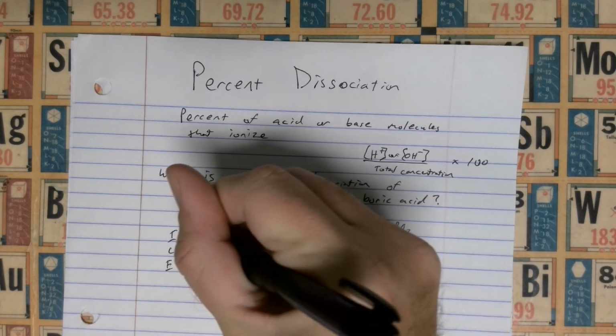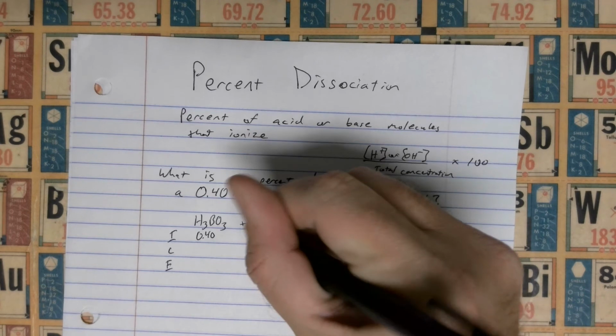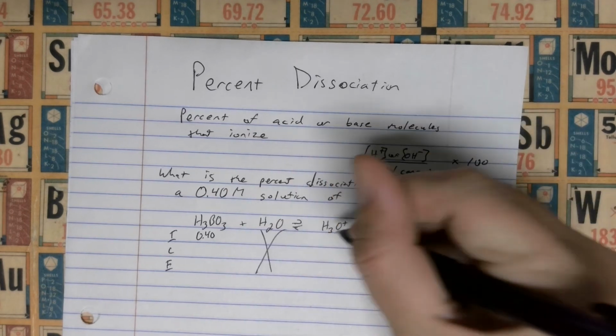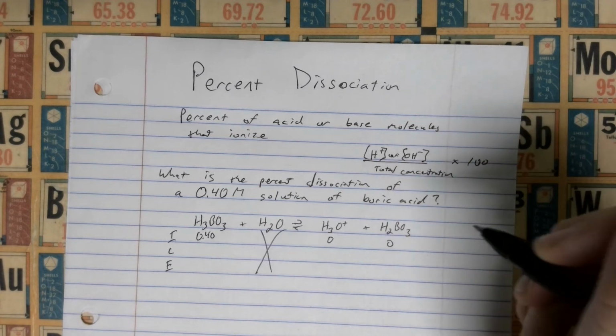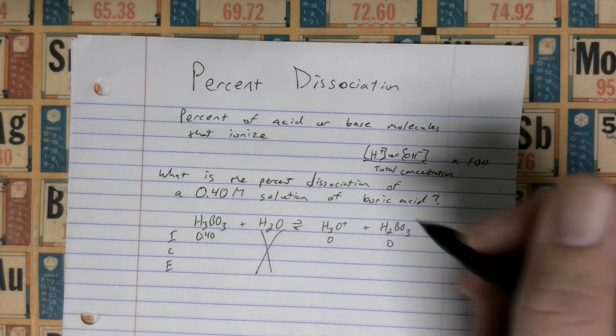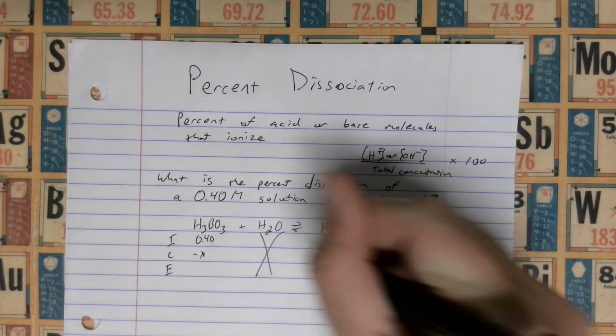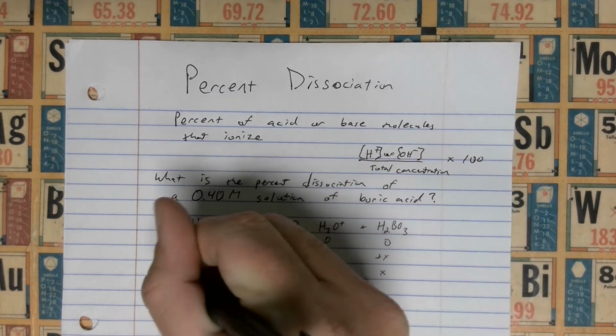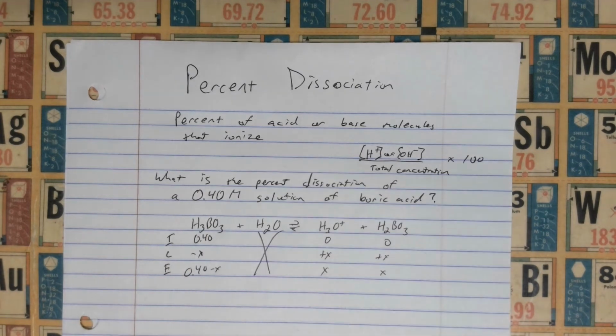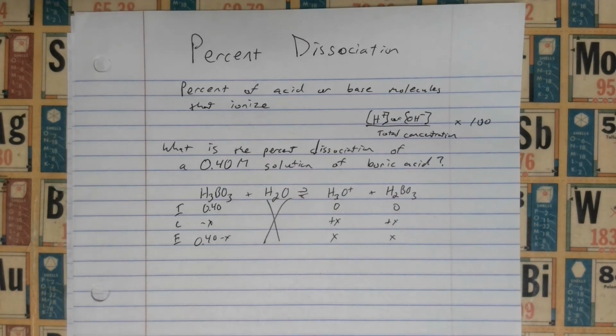I know this is 0.40. The water's not going to matter, we don't need it in our equilibrium expression. We know those are 0. So this will be minus x, plus x, plus x, and then x, x, and 0.40 minus x. Okay, so this is similar to how we've been setting up these problems.